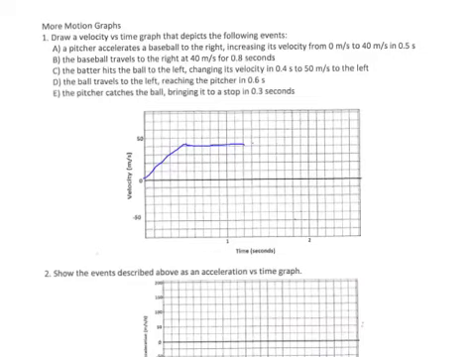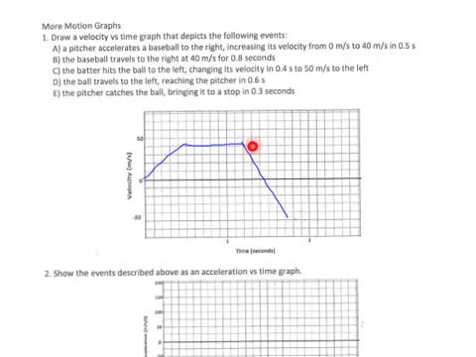Alright, and then what's going to happen is the batter hits the ball to the left, which is our negative direction, changing its velocity in 0.5 seconds to 50 meters per second to the left. That's negative 50 on this, since we've decided going to the right is positive and going to the left is negative. So it's going to end up at negative 50 in 0.5 seconds, which is this. So that should be right.